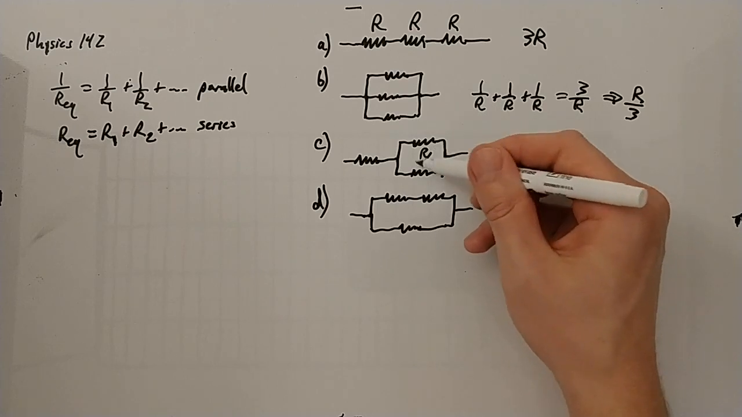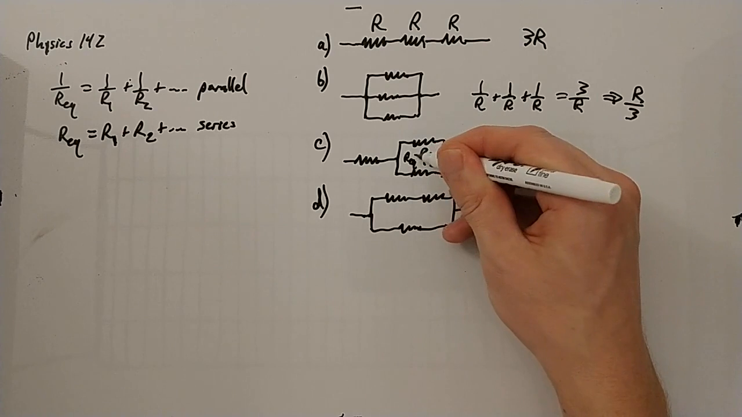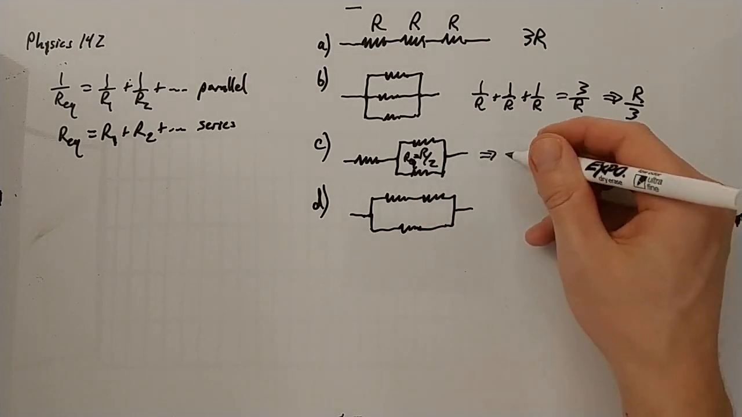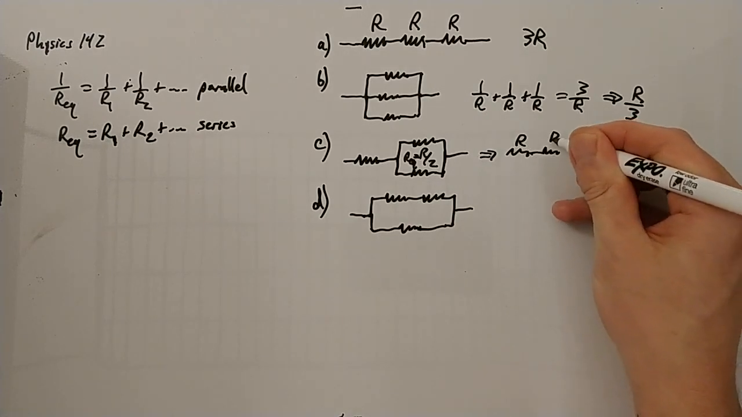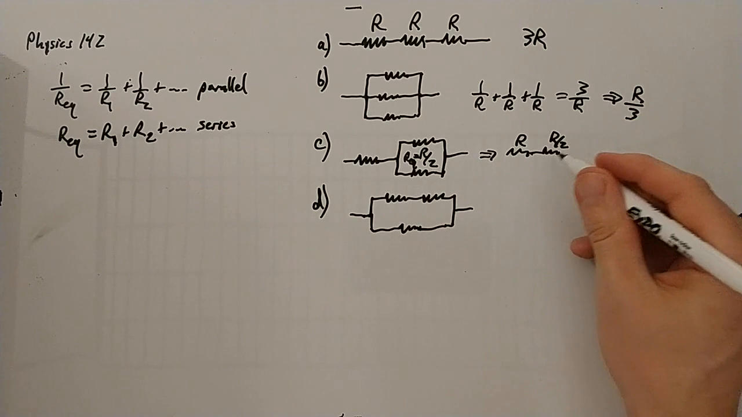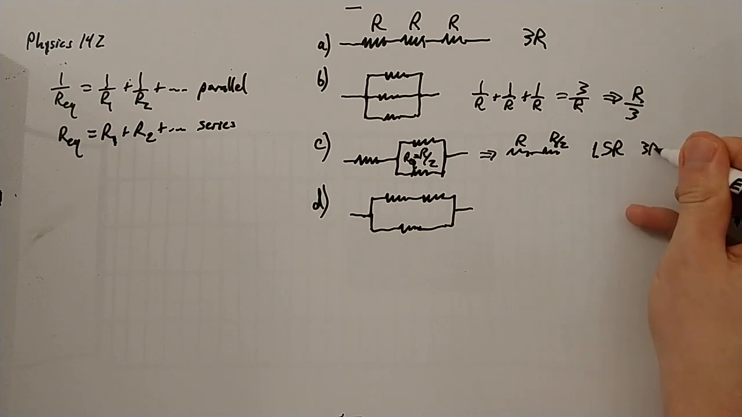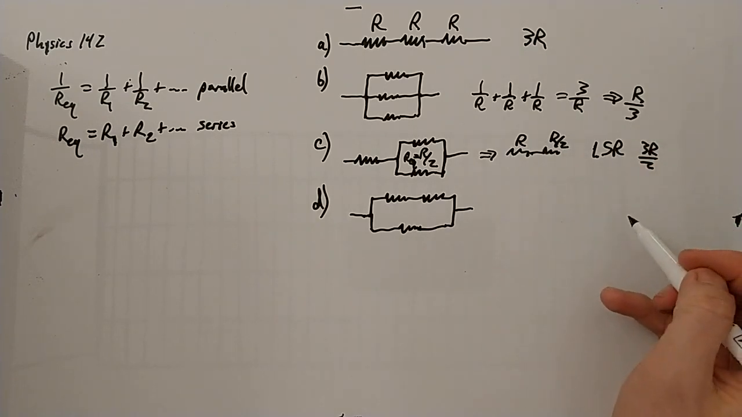But now this equivalent resistance, R over 2, Req of this little part, now we'd have a little series that would have a resistor R and another resistor R over 2. And if you have those in series, we combine them together. That's going to be 1.5 R, or 3R over 2, because we add an R plus half an R.